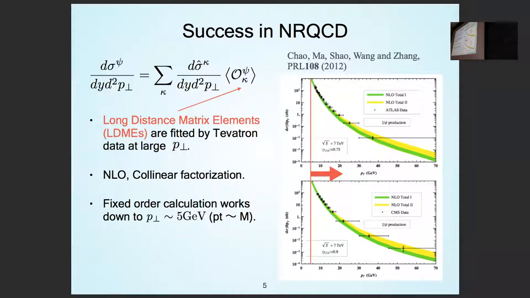But who can get these higher Fock states? In NRQCD, it tells us these higher Fock states are suppressed by powers of velocity. This velocity is defined in the Q-Q-bar rest frame. For the bottomonium, this velocity is small, but in charmonium, this velocity is not so small. So this is another unsuccessful point in NRQCD. I don't know how to handle these higher Fock states.